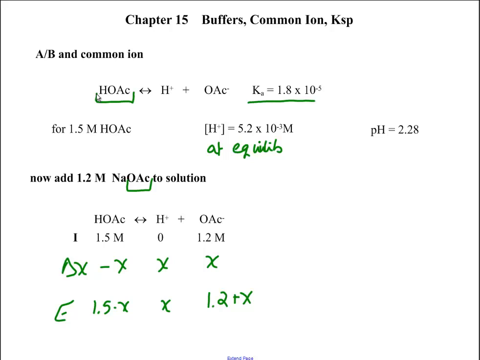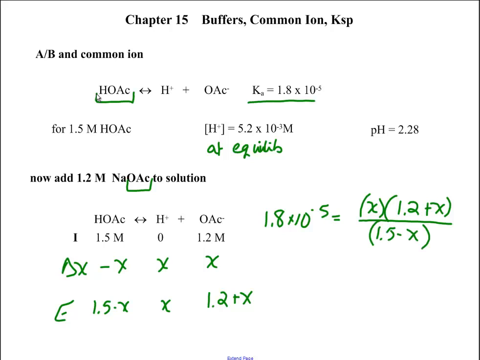So now if we try and find the hydrogen ion concentration and then the pH, it'll look like this. Same deal, we're going to take the Ka of 1.8 times 10 to the negative 5. In our numerator we have X, and we have 1.2 plus X, because that's for the acetate ion. In the denominator we have 1.5 minus X.